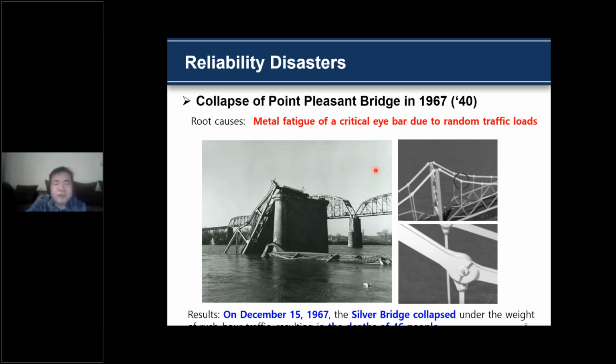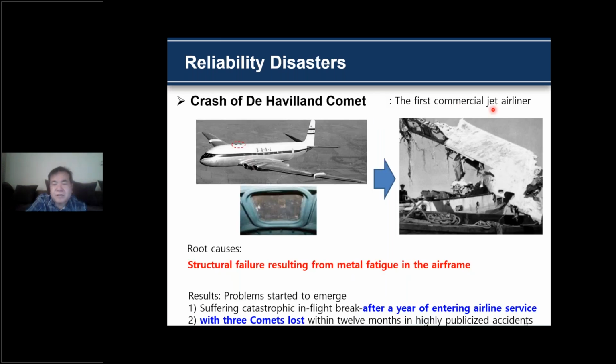This is the crash of the de Havilland Comet, a pioneer of the commercial jet airliner. It came from structural failure resulting from metal fatigue in the airplane. The problems started emerging, and the catastrophe of in-flight breakup occurred in early air service, with three Comets lost within 12 months in highly publicized accidents.